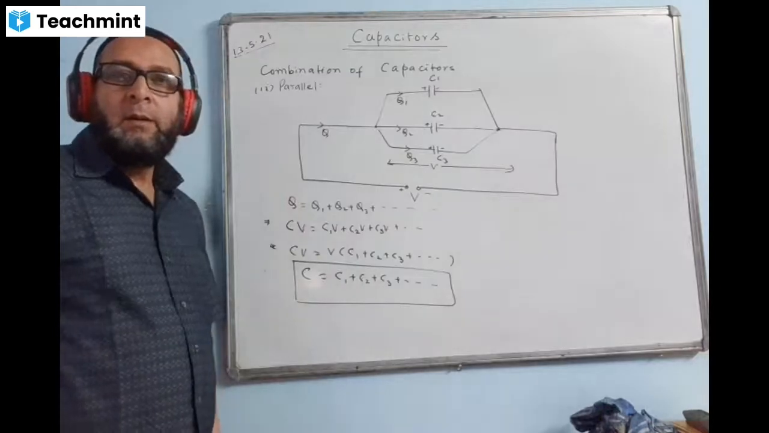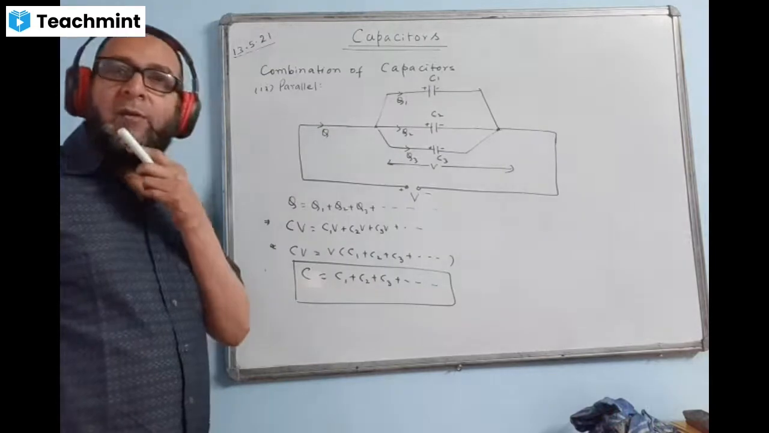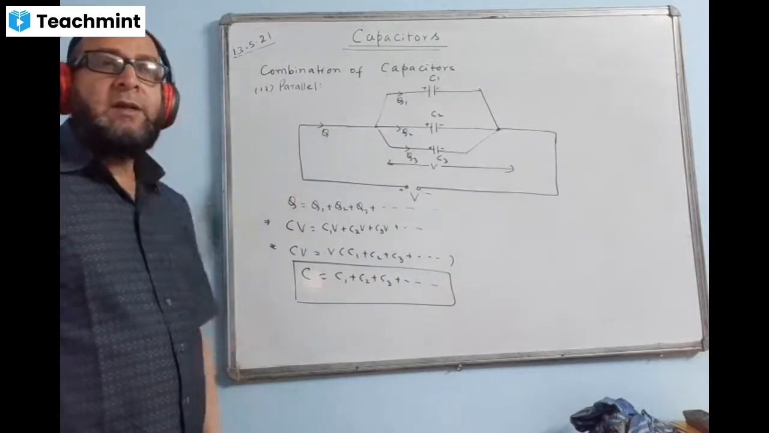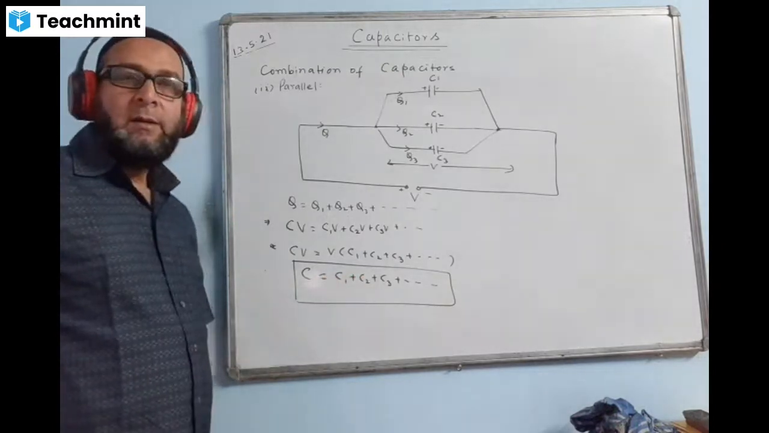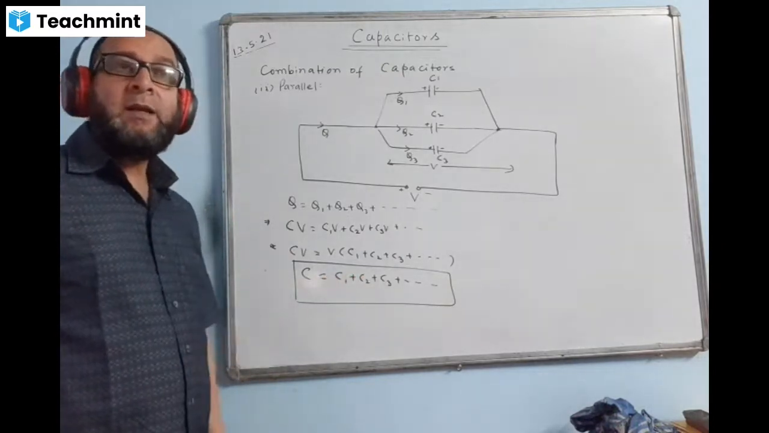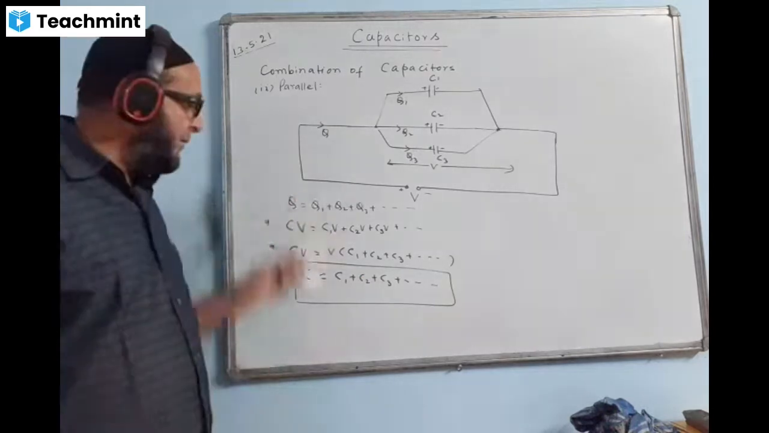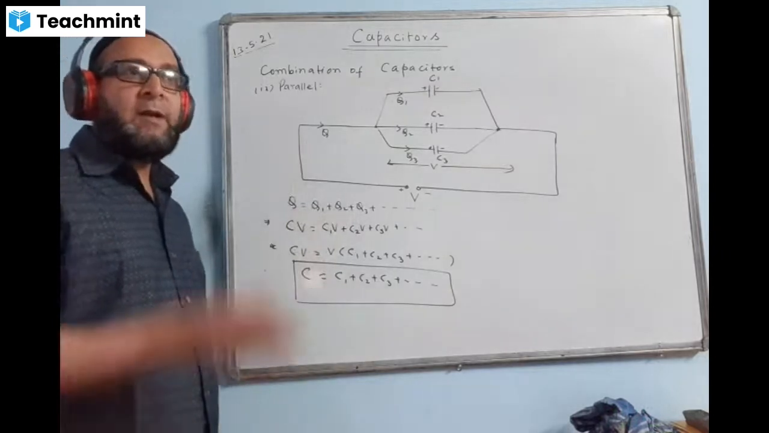So if you compare this result with the result of resistance, it is just the reverse. In series resistance, we have R is equal to R1 plus R2 plus R3. And in parallel, we have 1 by R equal to 1 by R1 plus 1 by R2 plus 1 by R3. It is just the reverse here. In parallel for capacitors, we get simple addition. And in series, we get the reciprocal formula.